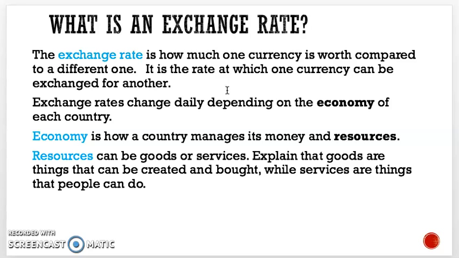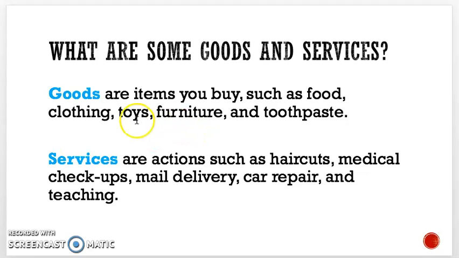Now, what is the economy? Economy is how a country manages its money and its resources. So how it takes care of all of its money, the buying, the selling, the industries, things like that. Resources can be any goods or services. Goods are things that can be created and bought, while services are things that people do. Okay, so we are going to talk more about that here.